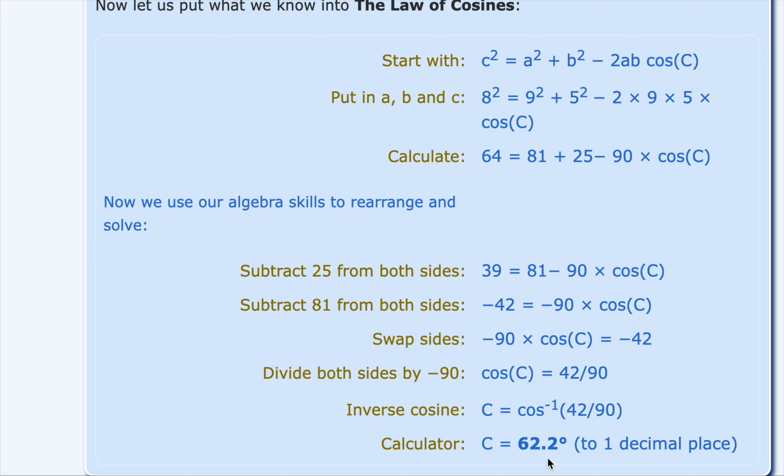So let's recap what we have learned. We can use the cosine rule when you're trying to find a side, but you are given the other two sides and the included angle. Or you don't have any angle, but you're given the three sides.